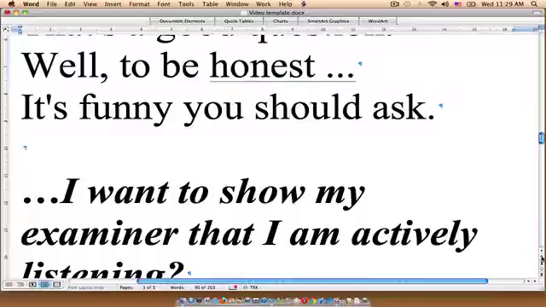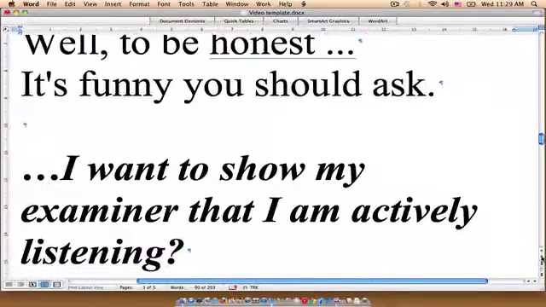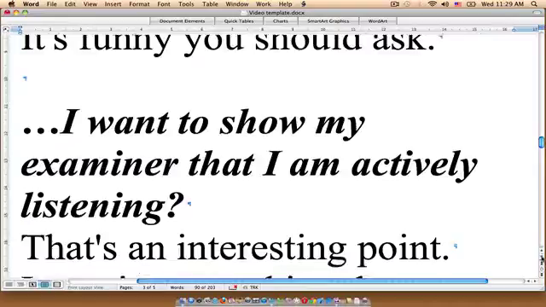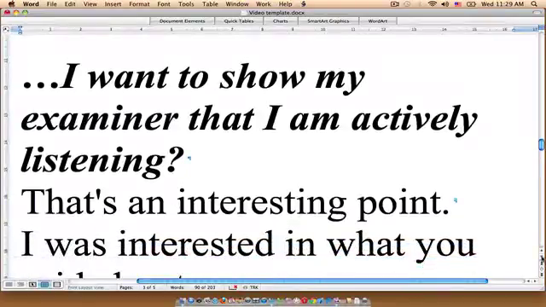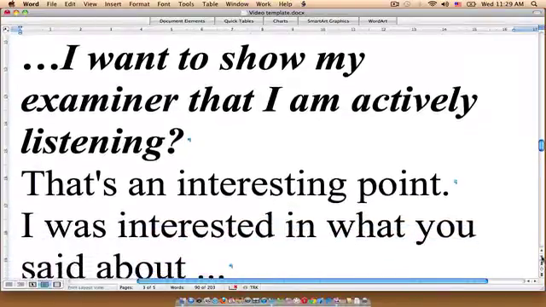Okay, so I hope those are helpful. Now, what do I do if I want to show my examiner that I am actively listening? An important part of the speaking portion of the IELTS examination is to show that you are engaged in the conversation. It's not just you sitting there, the examiner asks you a question, you respond, and then you wait. No, that's not what you want to do. You want to be engaged.